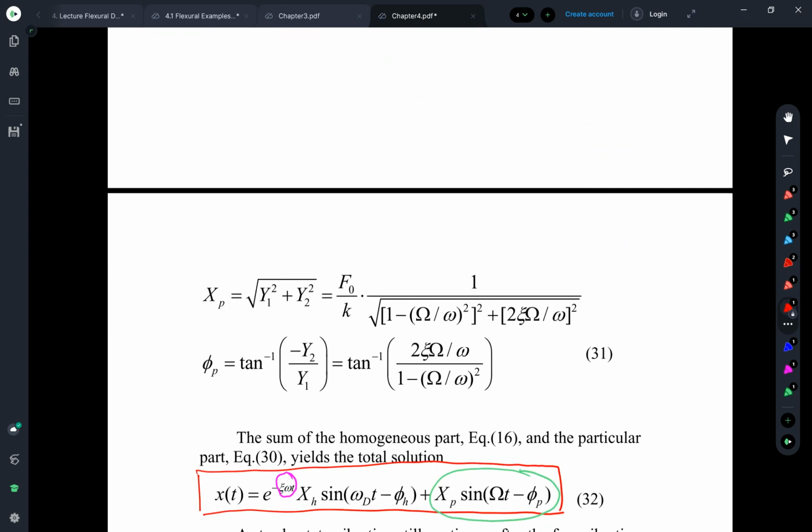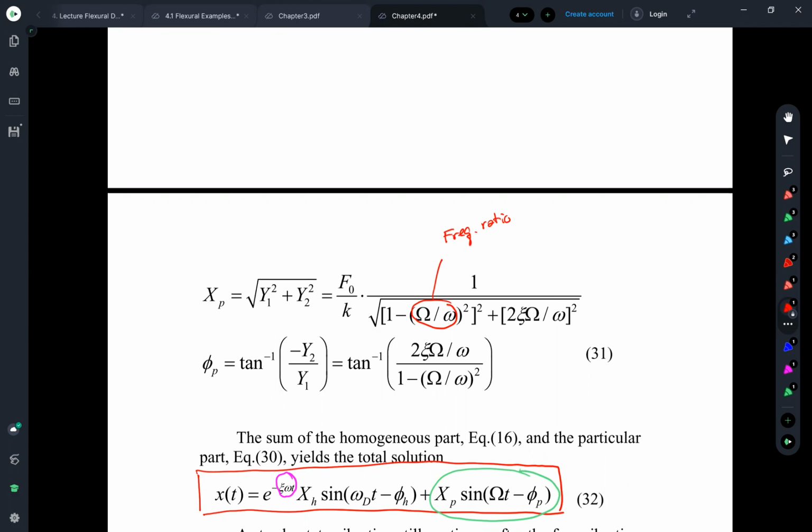Equations 31. You just introduce this term, big omega over small omega. This one we call the frequency ratio. It is the ratio of the forcing frequency over the natural circular frequency of your building.